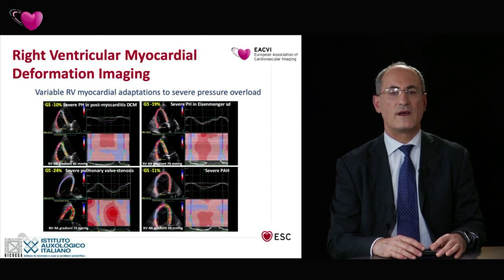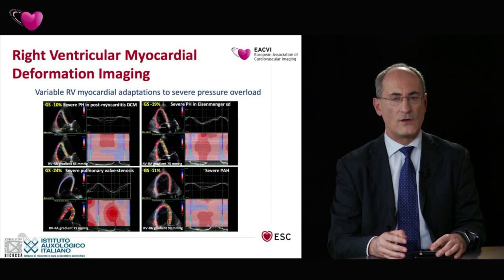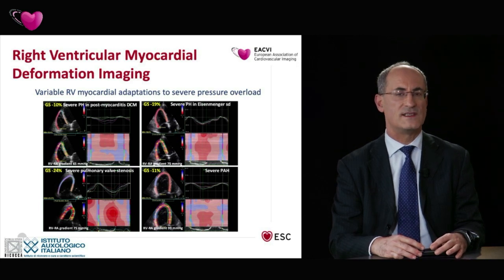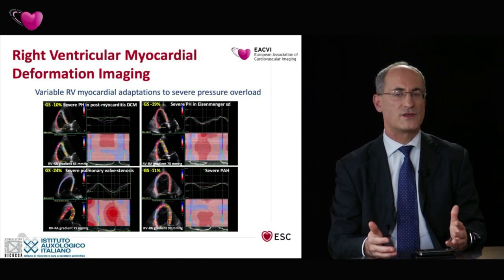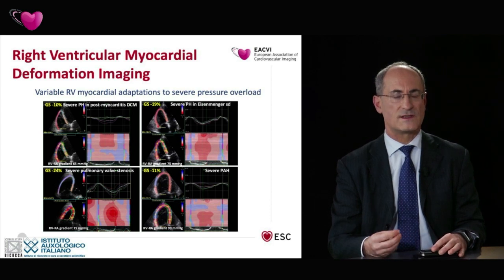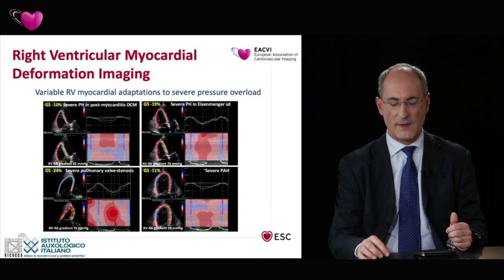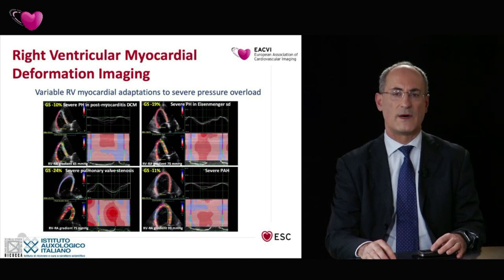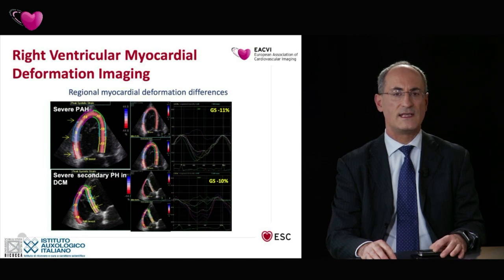It is also severely reduced in patients with pulmonary artery hypertension. But if you have a congenital disease like pulmonary valve stenosis or Eisenmenger syndrome, despite similar pressure overload, the right ventricle adapts very well, and the strain remains preserved. So this is just to say that looking at the mechanics of the right ventricle allows us to better differentiate some pathophysiological points. And this is another example of that.